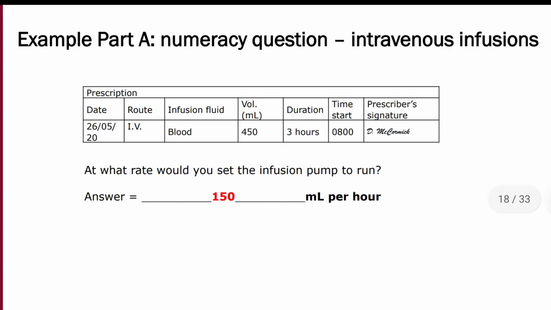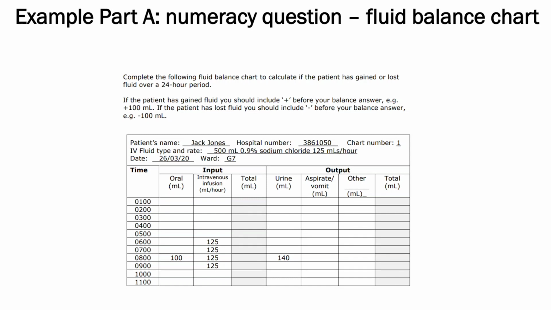After that, for intravenous infusion questions you can find this kind of questions. One table is given here and you will be given this kind of question. At what rate would you set the infusion pump to run? You have to read everything given here and you have to calculate according to the question. After that you will find the fluid balance chart. You will be asked to complete the following fluid balance chart to calculate if the patient has gained or lost fluid volume over 24 hours. So this kind of questions you will be asked in the numeracy part.